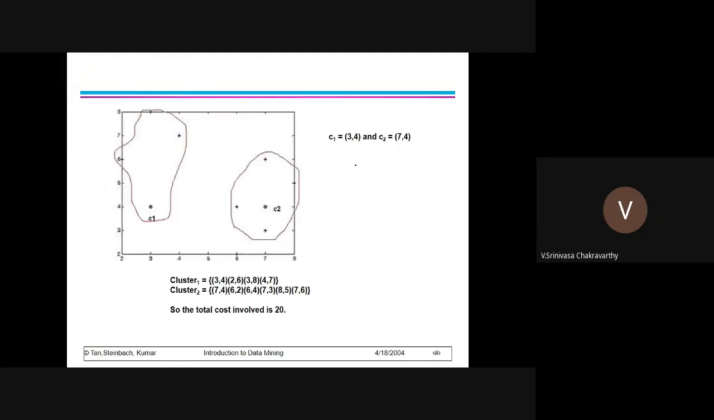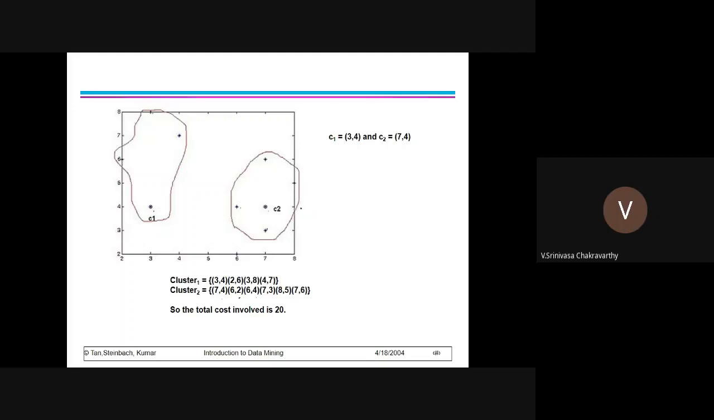We take two data points as initial medoids, at (3,4) and (7,4). These two, C1 and C2, are the initial medoids. Now we can cluster all the data using them. That is, for every data point, see which is the nearest medoid. For these three, C1 is closer, and for these, C2 is closer. C2 has 1, 2, 3, 4, I guess, so the data point itself is included. In total, 1, 2, 3, 4, 5 in addition to this.